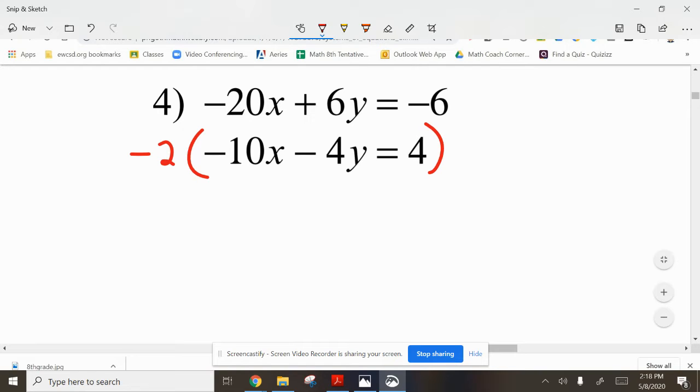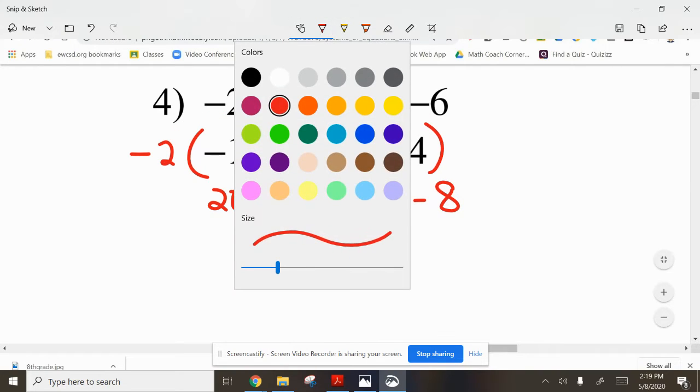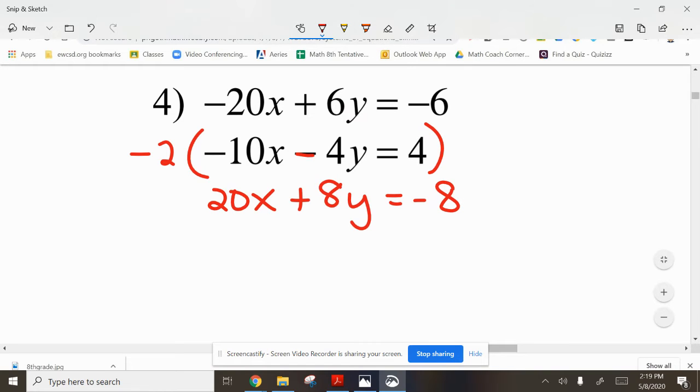And if you see there, that'll work out. Then I'm going to have 20x, right? In the next jump, I'll have +8y. Why do I have positive? Because the negative times the negative, all right? Two negatives multiplied equal positive. And the last one, -2 times the 4, it's going to be -8. And once that happens, it's super easy. After that, you're good to go.